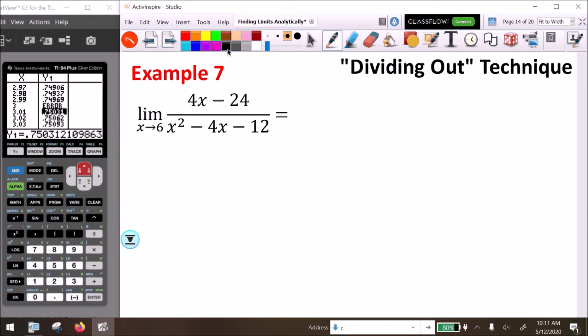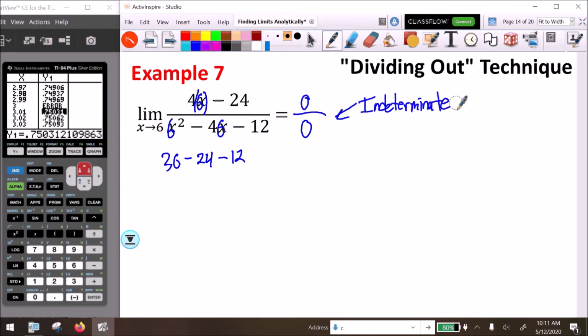All right, if I were to directly substitute 6 in for x, what would happen? 6 goes here, 24 minus 24 is 0. 6 goes here, I would have 36 minus 24 is 12, minus 12 again is 0. That's an indeterminate form. So we're going to have to use dividing out to figure out what this limit approaches. The limit of the function 4x minus 24 over x squared minus 4x minus 12 as x approaches 6.